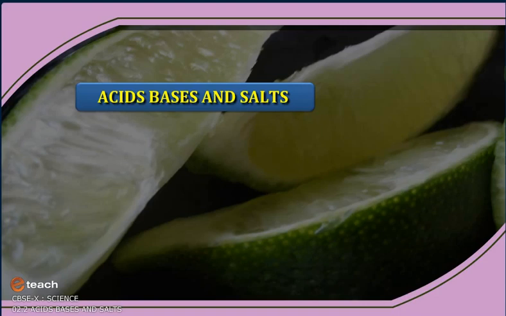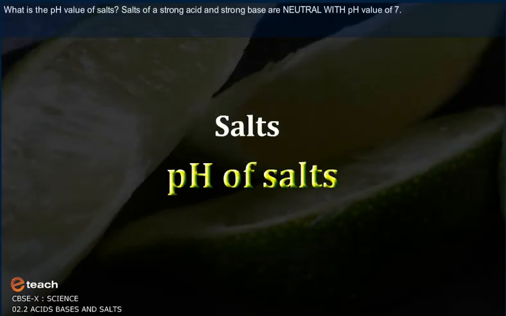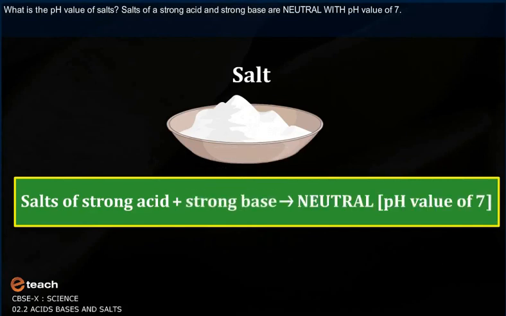Acids, bases, and salts. Salts. To study the chemical properties of salts. What is the pH of salts? Salts of strong acid and strong base are neutral with pH value of 7.